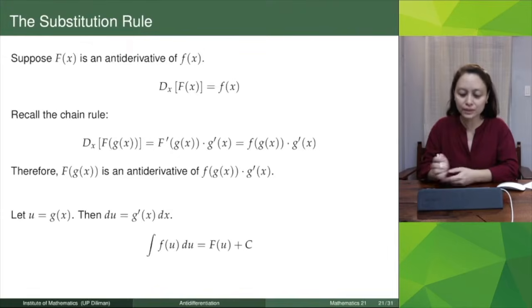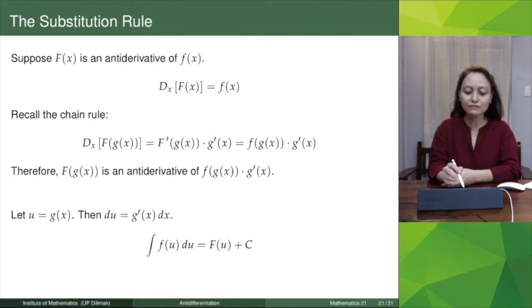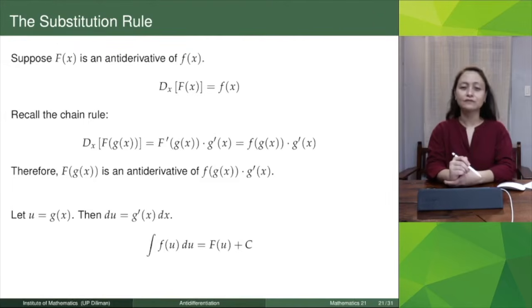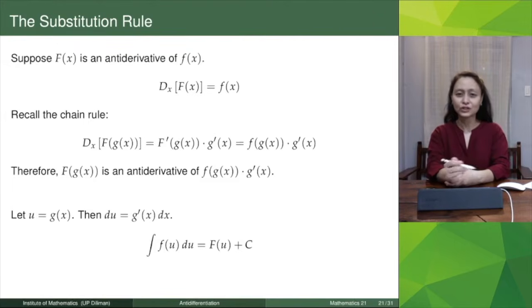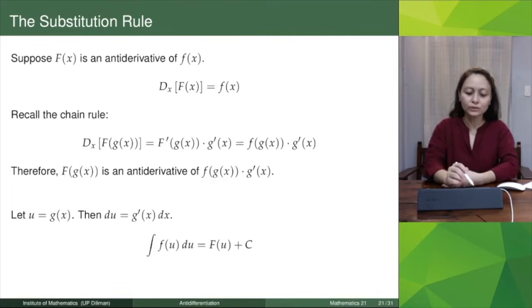Okay, so we first look at the substitution rule. Suppose we have a function capital F of x, which is an antiderivative of small f of x. In other words, the derivative of capital F of x is small f of x. Naalala niyo yung chain rule? So from the chain rule, if we have a function F of g of x, ang derivative nito ay yung derivative ng outer function muna. So F prime evaluated at g of x times the derivative of the inner function, which is g prime of x.